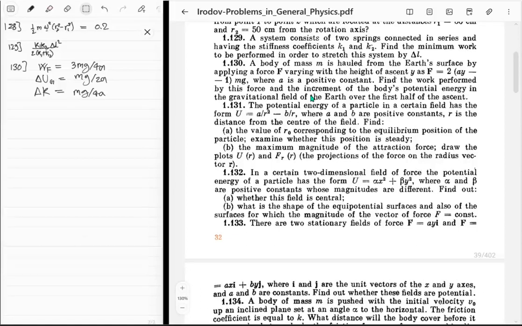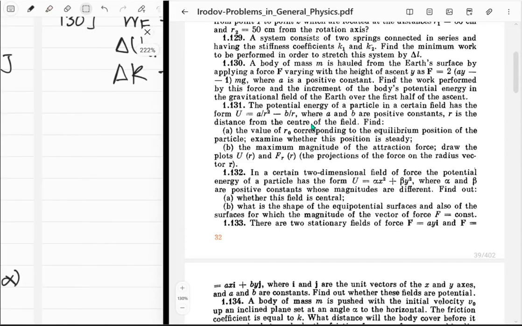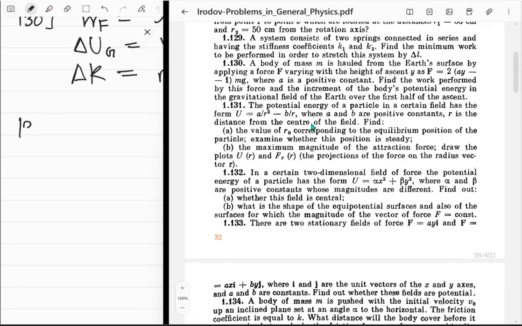Right, so problem 131, let's go. The potential energy of a particle in a certain field has the form U equals, okay, all this stuff, where r is the distance from the center of the field. Find the value of r naught corresponding to the equilibrium position of the particle.